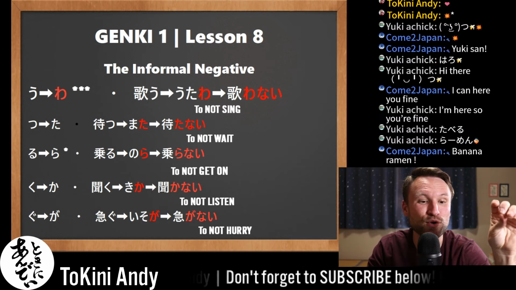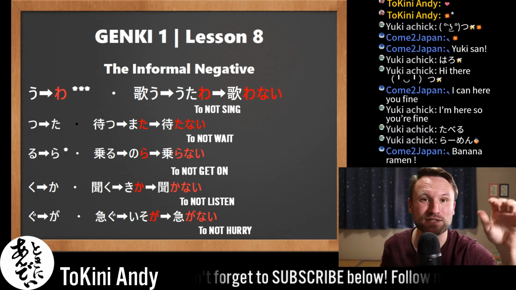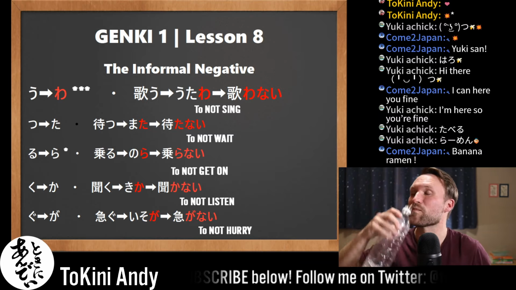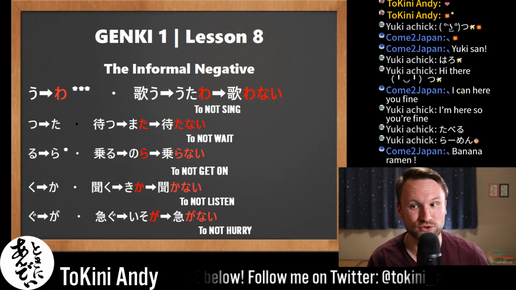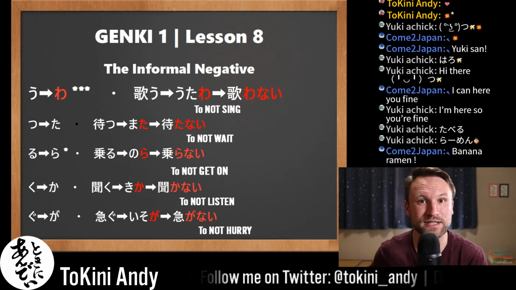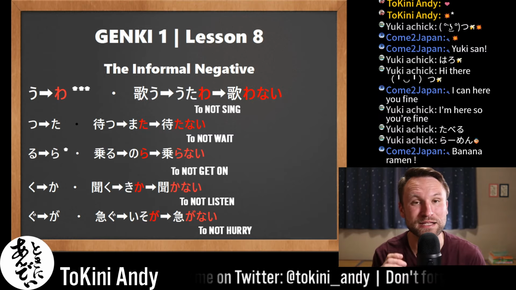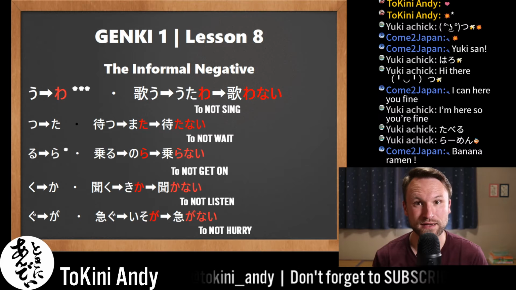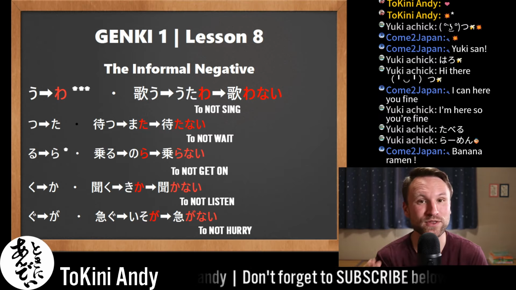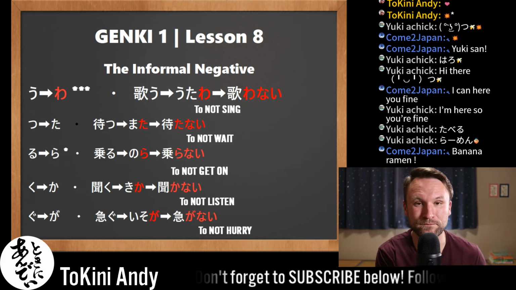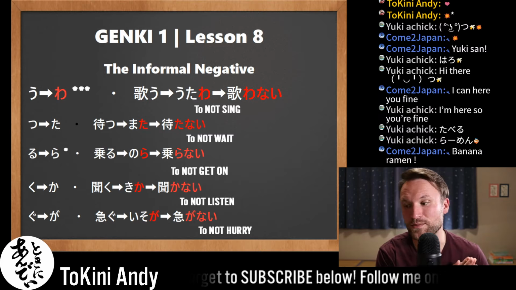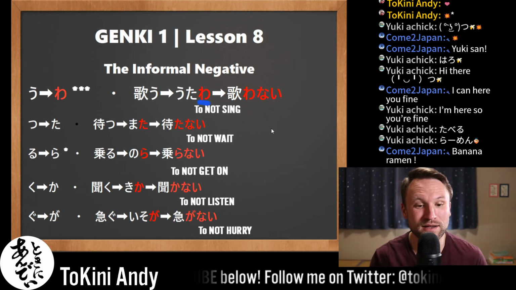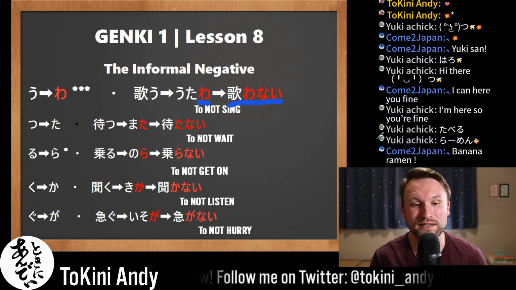Super easy, but u becomes wa. I have a bunch of stars here, and that's because this is the only one that's a little different. You do not change u to a. So the verb, for example, utau, which means to sing, does not become utanai. It becomes utawanai. You've got to be careful with u. It's always going to become wa. That's the only one that does not conform to this rule. So u becomes wa, utau becomes utawa as the stem, and you add nai. Utawanai is "to not sing."